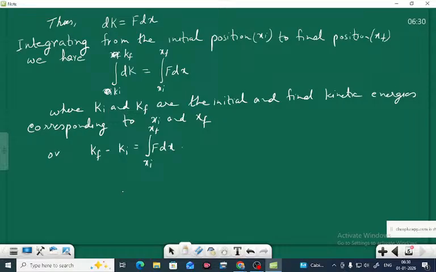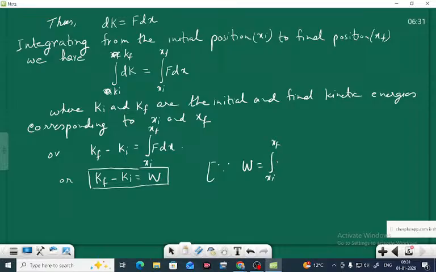This is what we get, and from f dx, it is the work done. Therefore, you can write kf minus ki is equal to work done, because in the previous case we found that work done is defined in this way for a variable force, right? Since work done is the integral from xi to xf of f dx, kf minus ki equals W, right? Thus the work energy theorem is proved for a variable force.